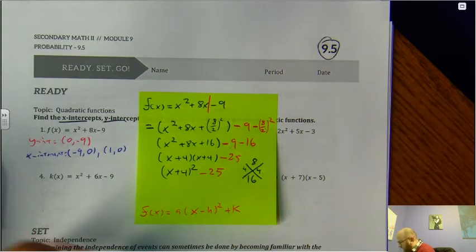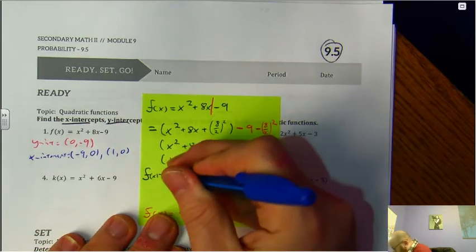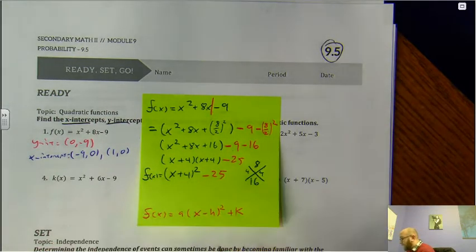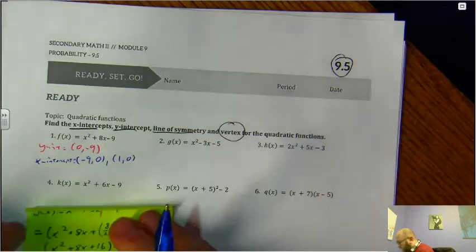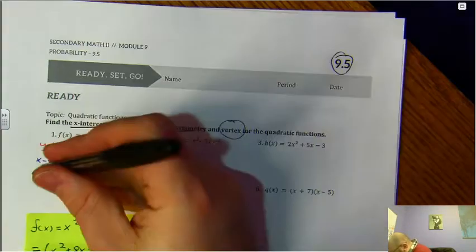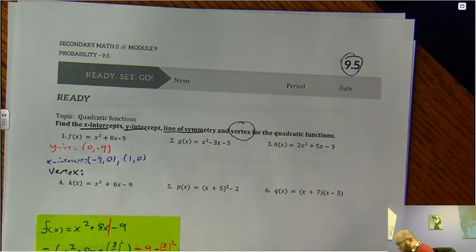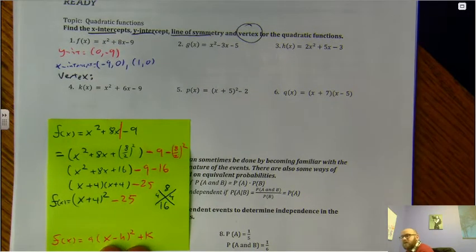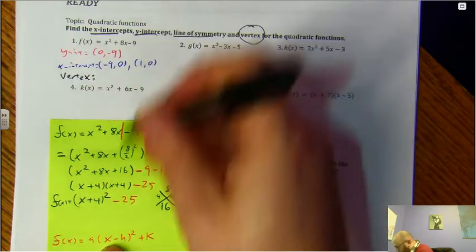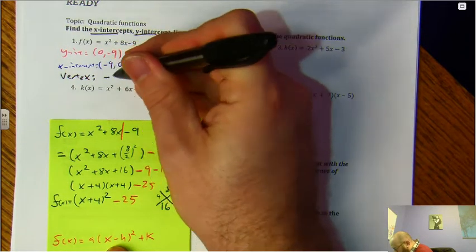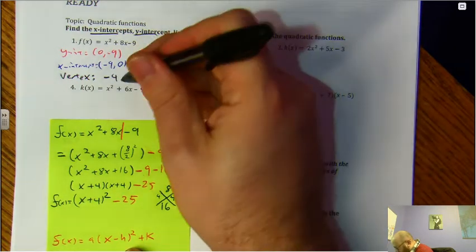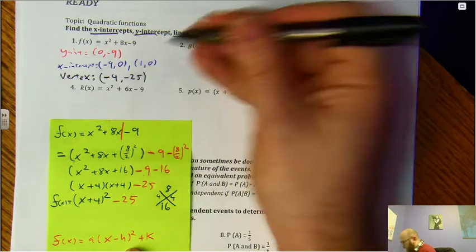I now actually have it in vertex form: f(x) = (x + 4)² − 25. I now know my vertex. My vertex is (−h, k)... whoops, that fell off the screen there. My vertex is (−h, k). So my h here is 4, so −h would be −4, and my k is −25. I have found my vertex.